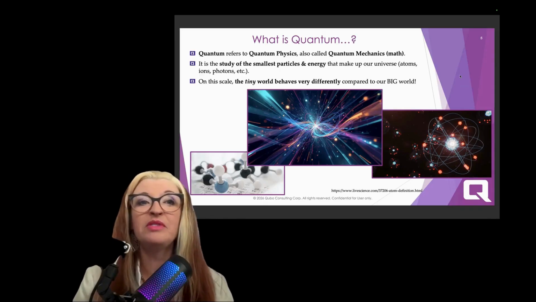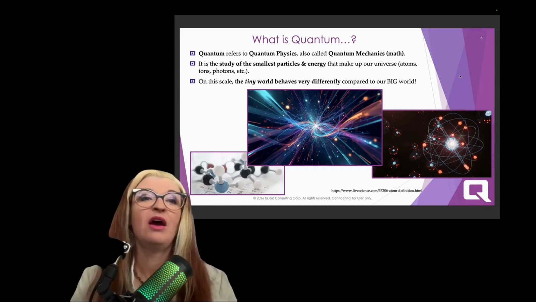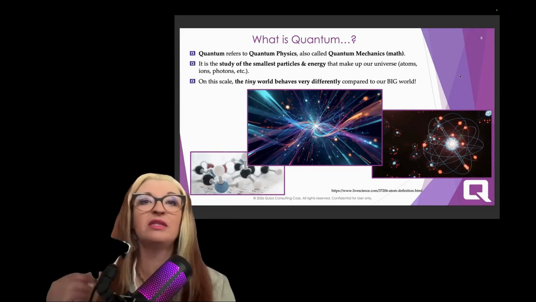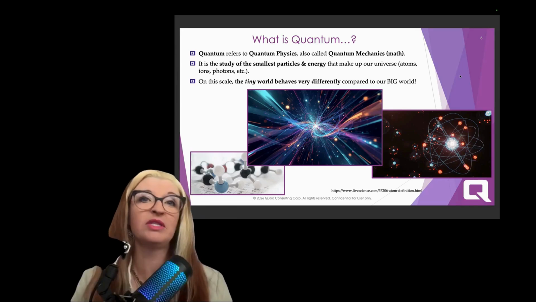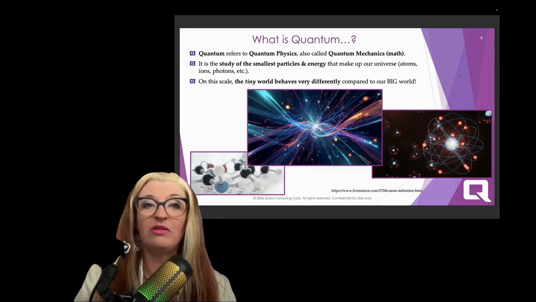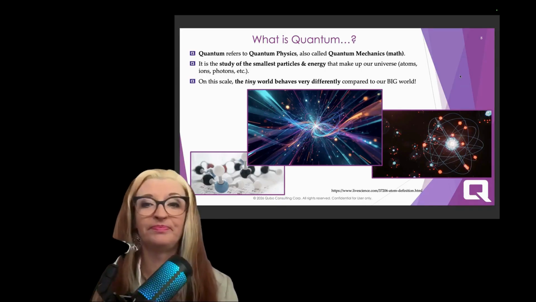Things like atoms, ions, photons, which are particles of light. These are things that you can't see with your naked eye. They're smaller than what we can see, even smaller than the things you can see with some microscopes. And so on this tiny scale, the world just behaves very, very differently compared to our big everyday macro world.